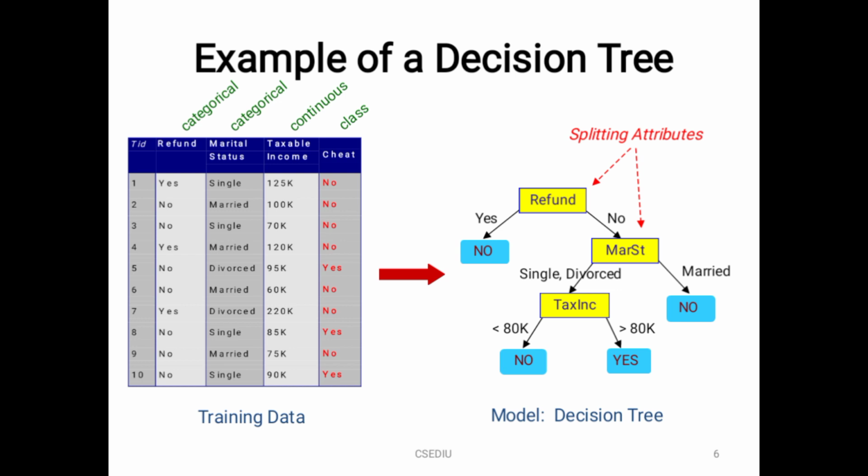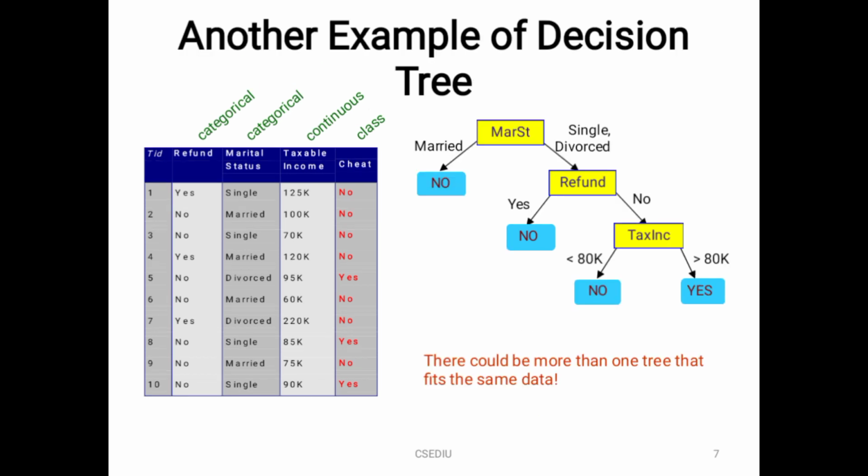Here refund is the root node. Then under no, it's marital status. It all comes under the branch nodes. And no and yes are also leaf nodes. It's something like training data. Here the splitting attributes are refund, marital status, then taxable income. These are also splitting attributes of the example of the decision tree.